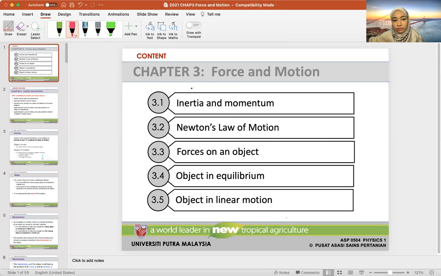Okay, so for chapter 3, which is on force and motion, kita akan belajar about inertia and momentum. I'm recording, right? Yeah. And then Newton's law of motion, we have 3. And then forces on object. And then object in equilibrium, maksudnya it is staying still ataupun staying at rest, ataupun V is constant. So this is when object is in equilibrium. Kita akan tengok problems related to that, and also objects in linear motion, the changing velocity, ada acceleration. So kita akan pakai balik all those that we have learned so far.